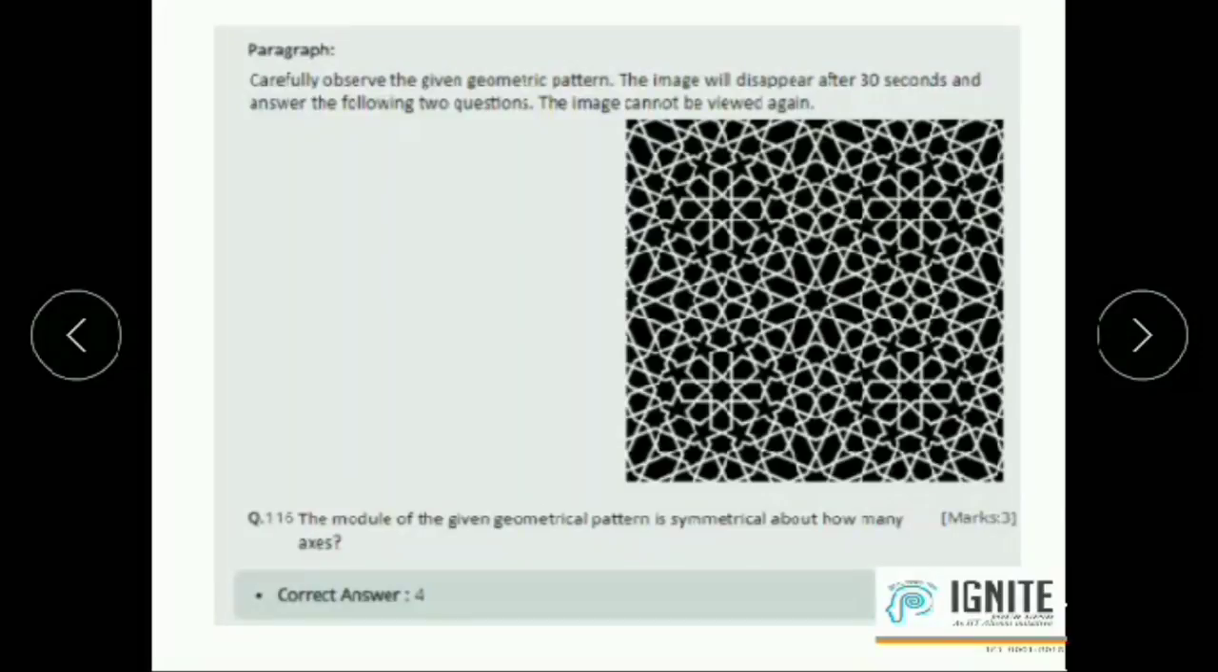Remaining questions are memory based questions. All the questions, that means arithmetic aptitude, general physics, riddles and memory based questions, are similar to the questions that we discussed in our class.